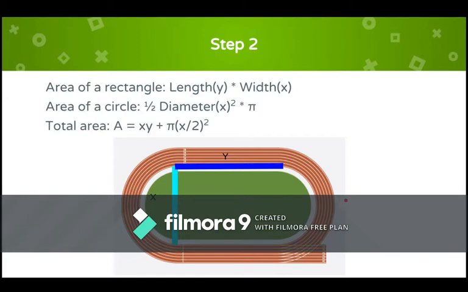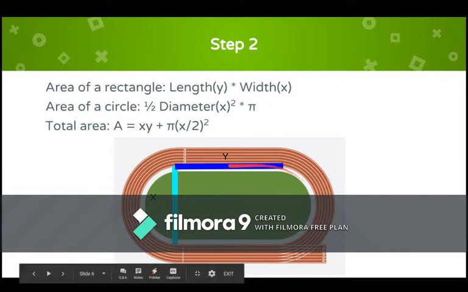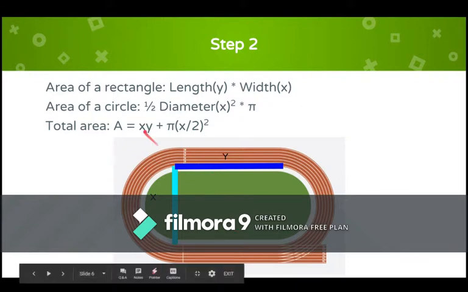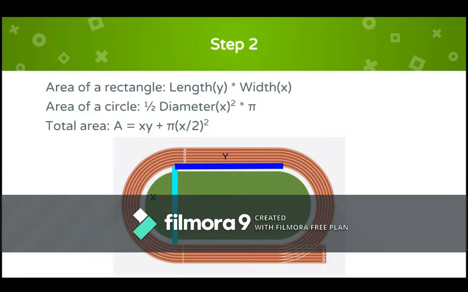The next step is to find the area of the whole thing. Now this can be broken up into 2 shapes, a circle, these 2 combined, and a rectangle. Now to find the area of a rectangle, you do the length times the width, which in this case are y and x. And to find the area of a circle, it is 1/2 the diameter, x, squared, times pi. So the total area is the area of the rectangle, xy, plus the area of the circle, pi times x over 2, squared.